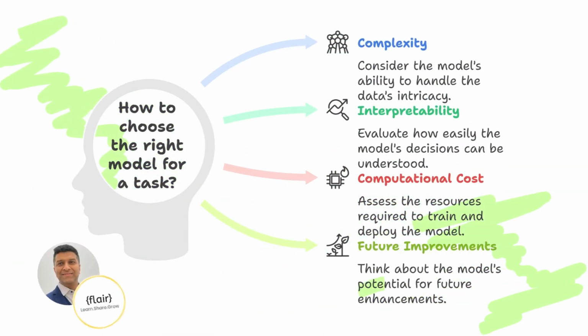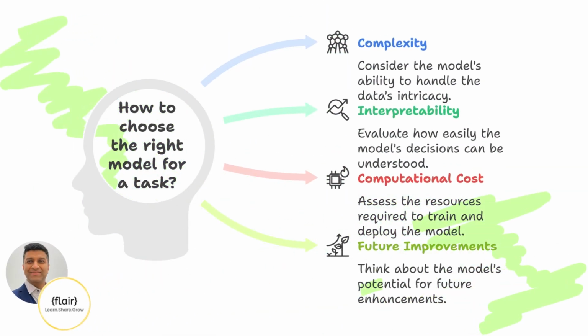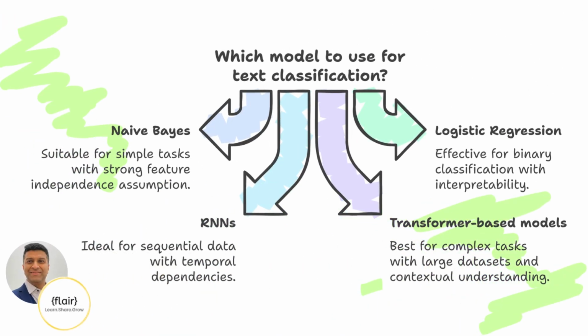One of the most important steps in this process is model selection. Choosing the right model is crucial. It's not just about picking the model with the best accuracy on paper. There are trade offs to consider. Think about things like complexity, interpretability, computational cost, and future improvements. For example, let's say you're working on text classification. You could choose from a range of models, maybe naive Bayes, logistic regression, RNNs, or even transformers. Each has its own strengths and weaknesses, and it's your job to pick the one that fits the task best.